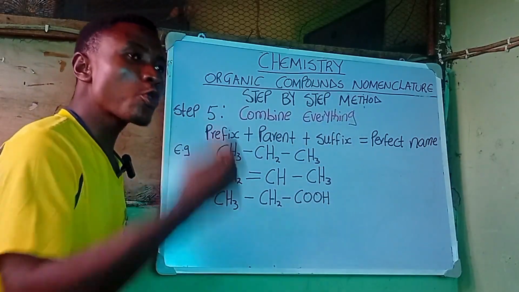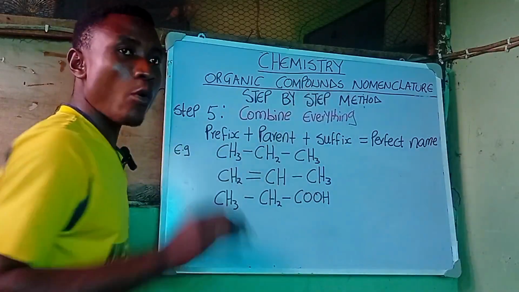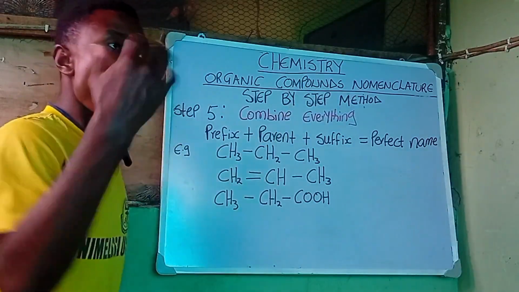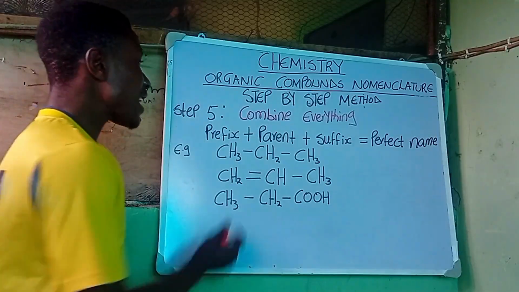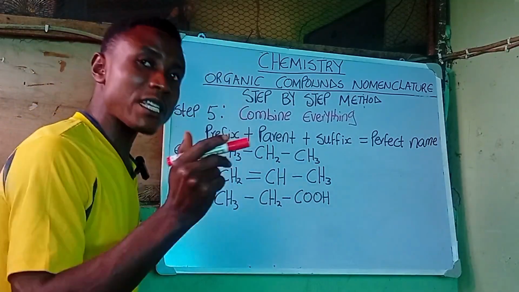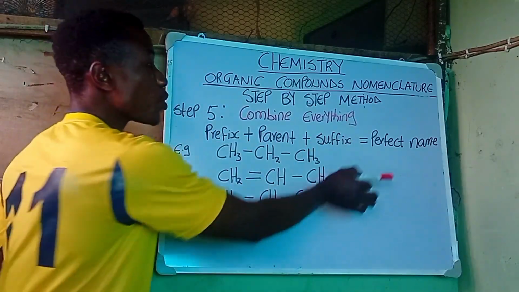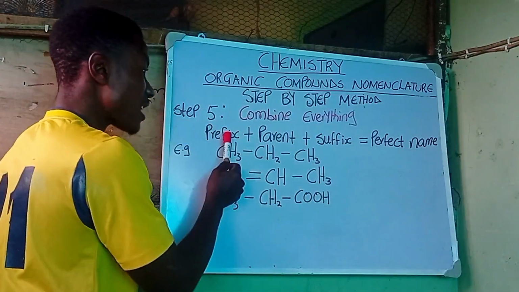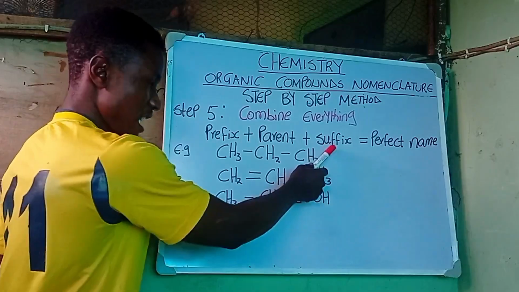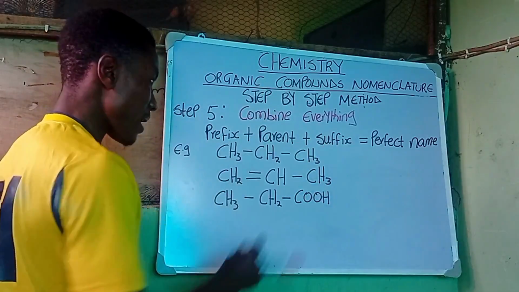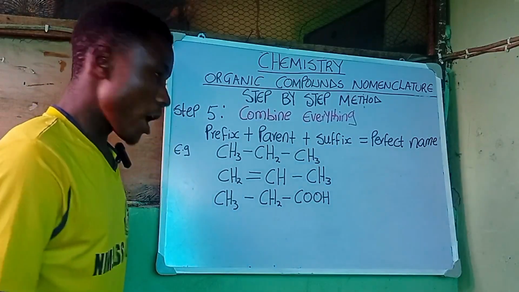Now step number 5 is that you combine everything. And note, for you to get a perfect organic compound name, you have to first of all get the prefix, get the parent, plus the suffix, which will give you a perfect name. So there's a prefix, there's a parent, there's a suffix, and that is how you get the name. And we have some examples here on the board.